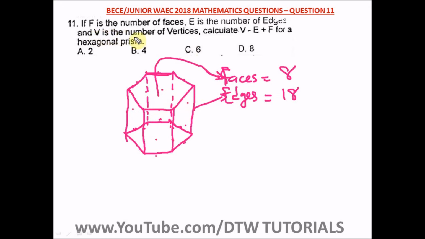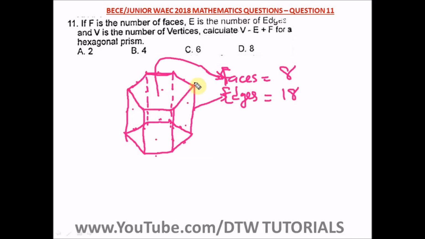All right, then V, which is the number of vertices. Okay, so the vertices are your corners. As I said earlier, edges are lines that join to form vertices. So all these lines join to form a vertex. So a vertex is just a corner.